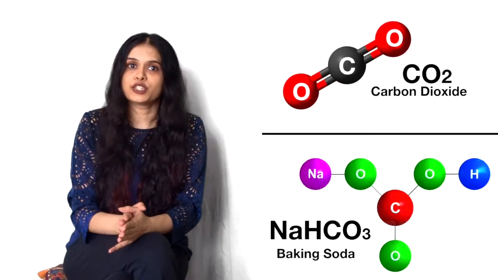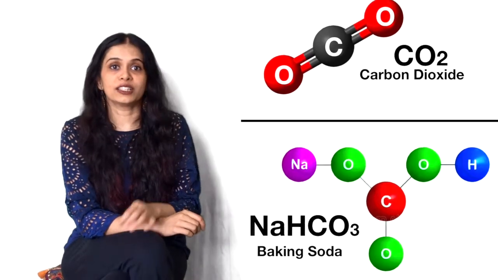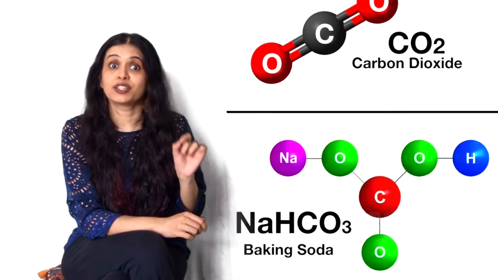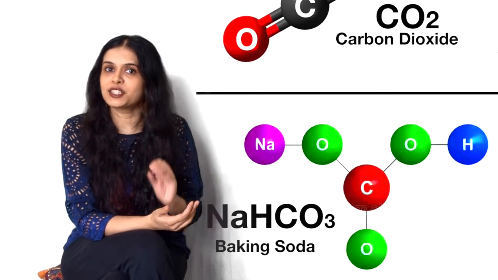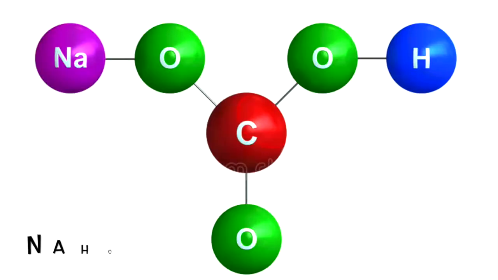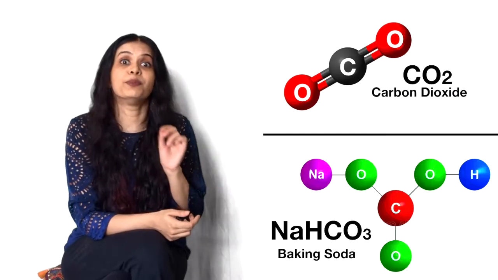Another example. So ये वाला थोड़ा ध्यान से देखो. This is a big molecule, okay? This is called NaHCO3. Why does it have such a big name? Well, look at this molecule carefully. 1 Na, 1 H, 1 carbon and 3 oxygen. Therefore, the name is NaHCO3 and that is baking soda.